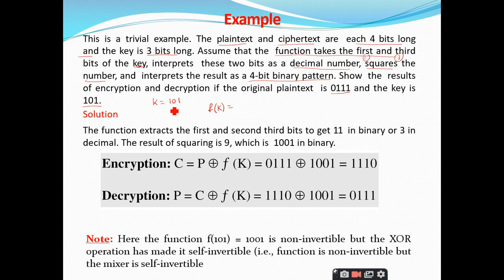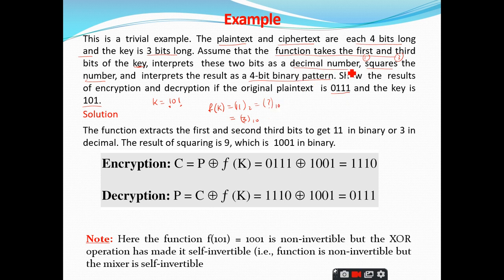You have to take the first and third bits. What is the first bit? I have 1 and the third bit is 1. So I take 1 1. You convert it into decimal. What is the decimal value of 1 1? 1 1 base 2 is equal to how much in base 10? This is 3, sir. It is 3 base 10.